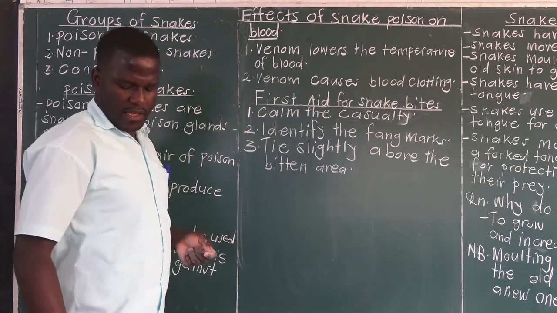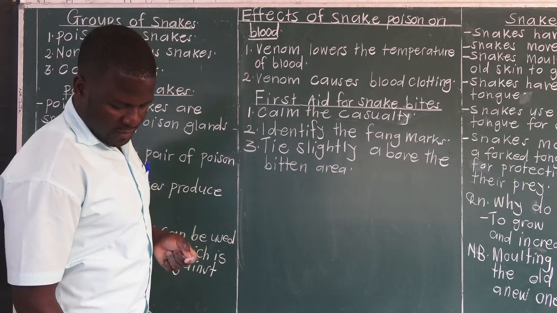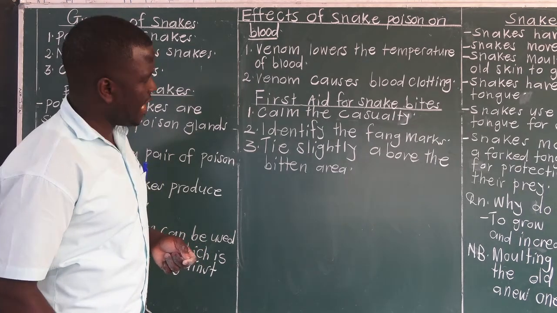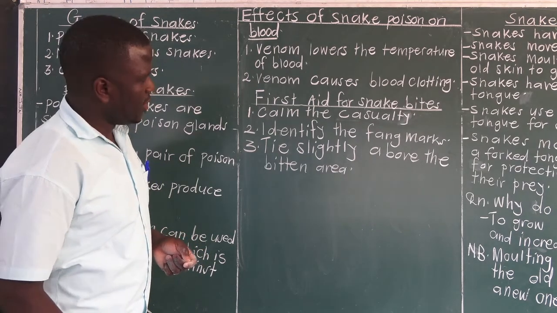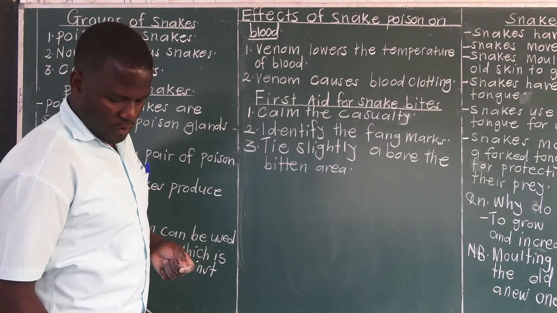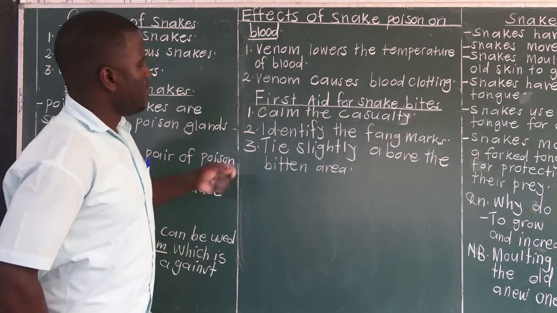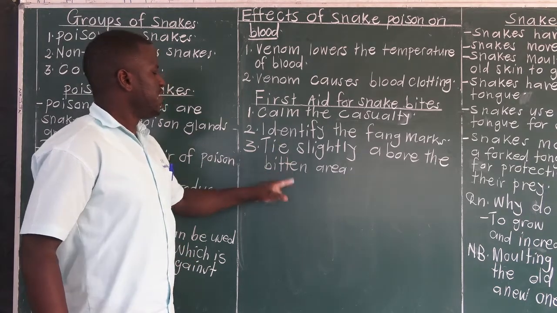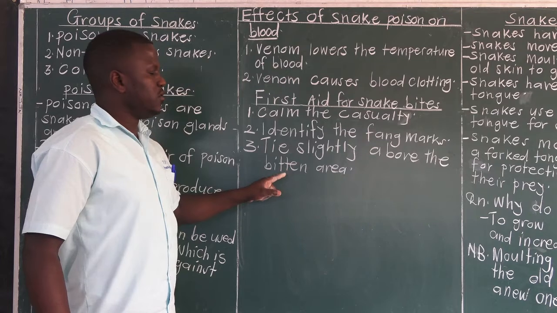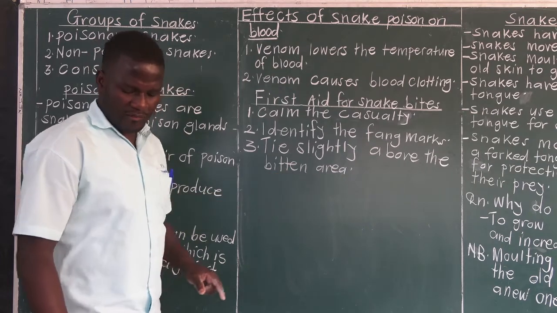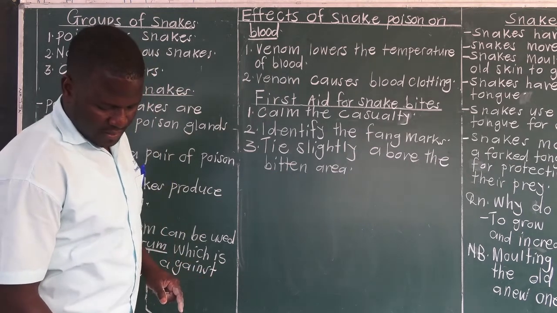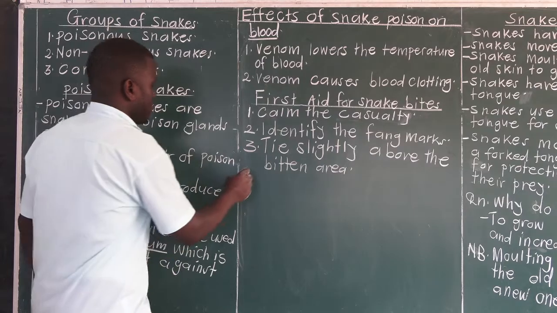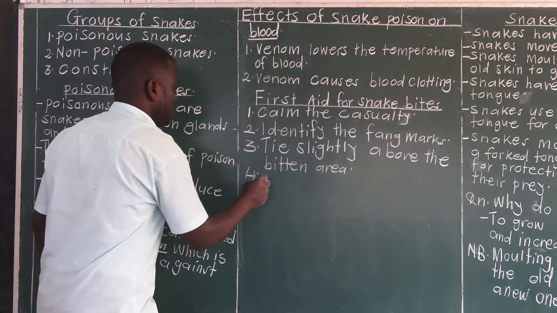That's why when you're giving first aid for snake bites, you tie above the bitten area to prevent blood from flowing towards the heart. Because once that snake poison reaches the heart, the victim will die instantly. Then, lastly, take the victim to the nearest health unit.